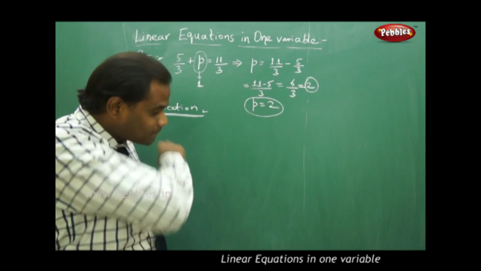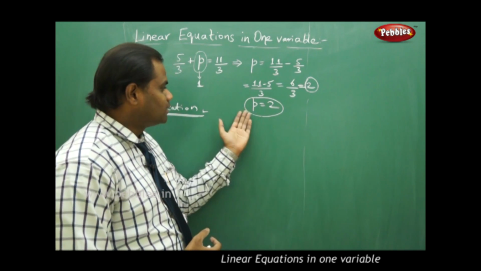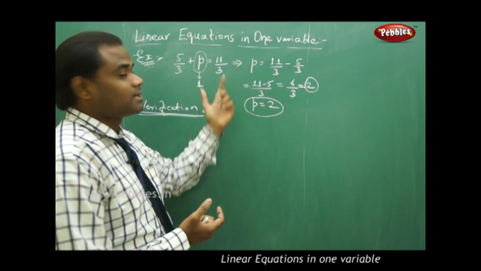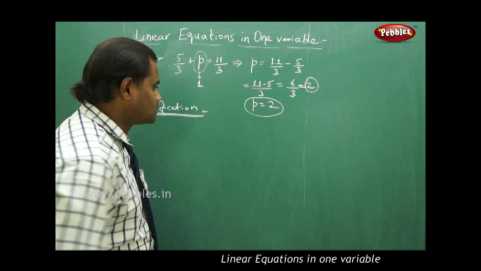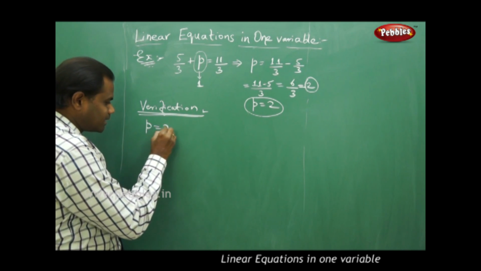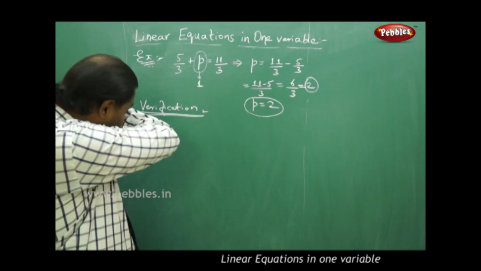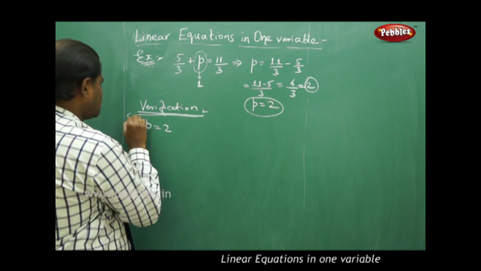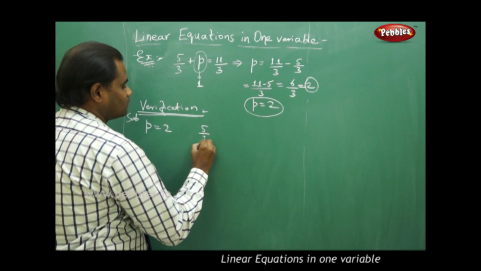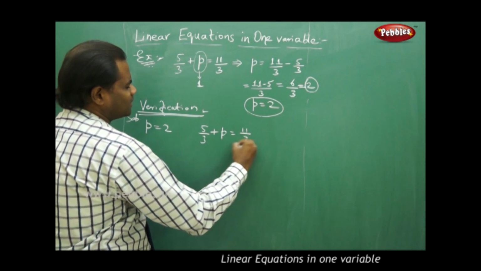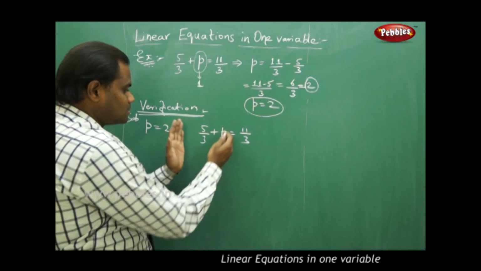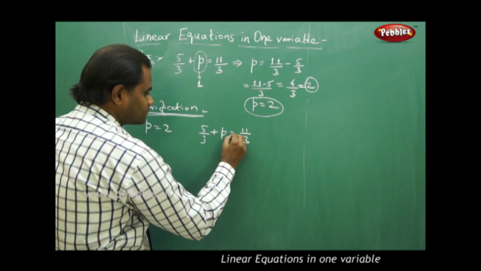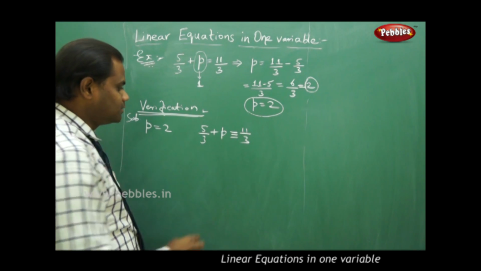It's very simple. Verification is nothing but substituting the value I get as the final answer into the given problem, and that should be exactly satisfied, or it should be universally true. I just got the value of p in this problem as p equal to 2. Then I substitute this into the given problem. Substituting p equal to 2 in 5 by 3 plus p is equal to 11 by 3, I just want to see if the simplification on the left hand side gives me 11 by 3 on the right hand side. Let's see if I get it as an identity.